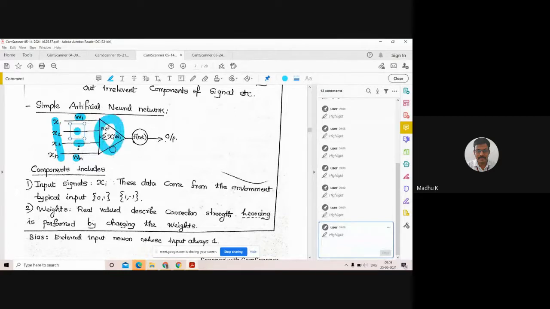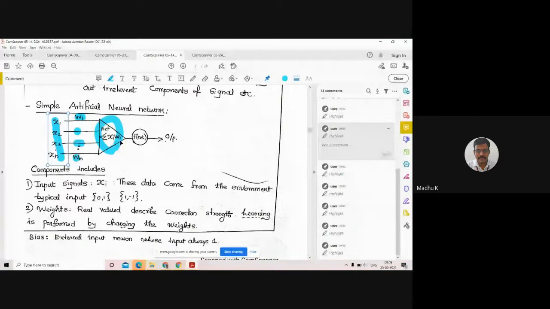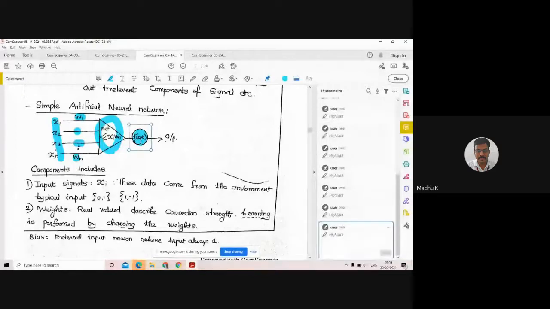The net input from different neurons, here x1, x2, up to xn, is sigma xi wi. It is given to the output neuron. What will the output neuron do? It will calculate f of net. It will apply the activation function on the net input. Then I will get the final output.